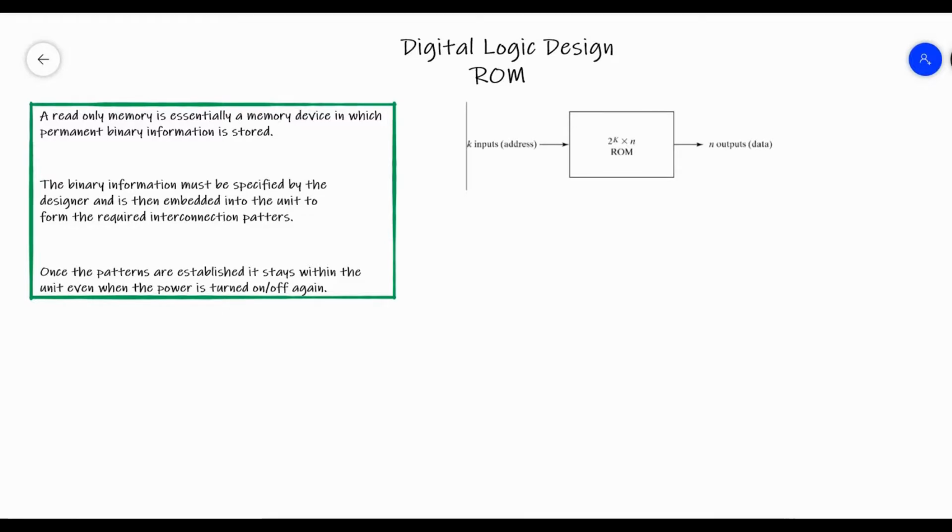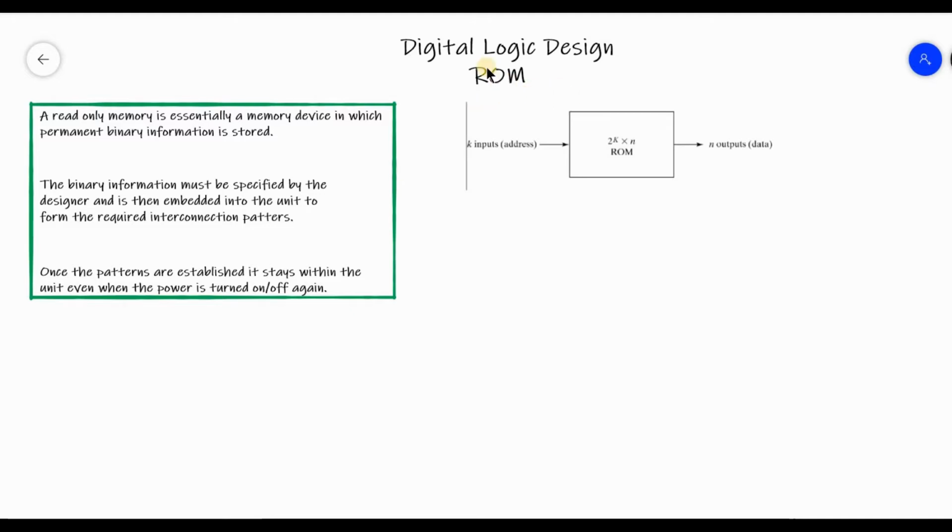So in today's video of digital logic design, we are going to understand a bit of conceptual knowledge about ROM, and then we are going to learn how we can program a ROM according to a given pattern. At first, let's understand in brief the basics of a ROM.